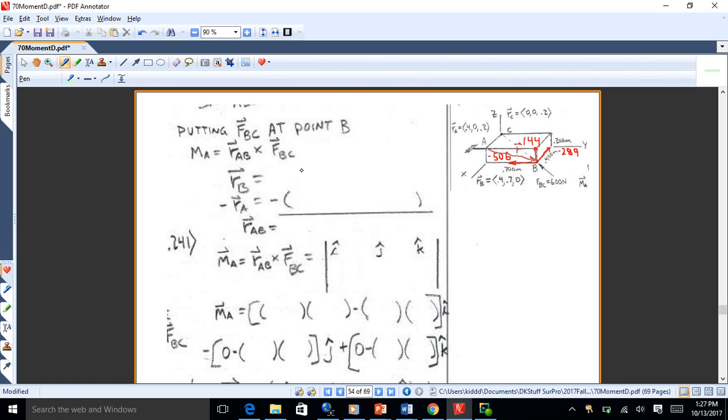If you have another force, and you did it this way, we just add them together. Yeah, moments are additive, just like any sort of vector. So yeah, if you got two forces, just calculate two moment vectors and add them up. They'll come right out, yeah.